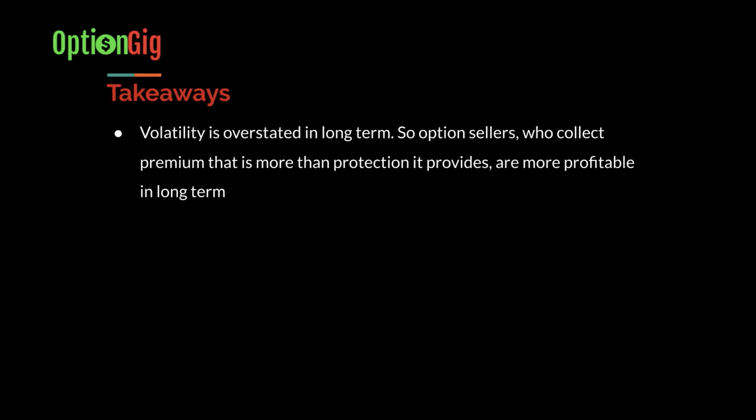Quick takeaways: we learned that the IV or volatility is overstated over the long term. Definitely it was not overstated from February till April, but if you expand our horizon, if you expand our timeline and look at the last 20 years, we'll find that it was overstated. So the premium that option sellers collect is higher than the protection it provides. We are more profitable in the long term.